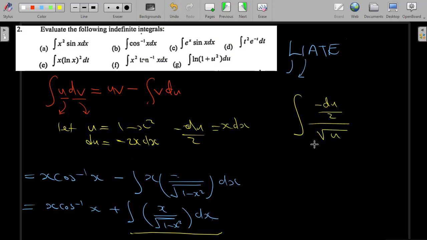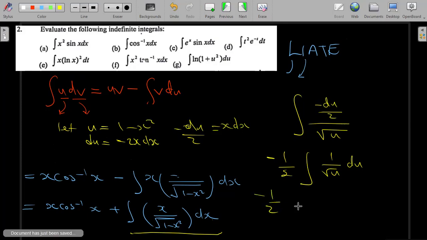But then I can move the negative half in front. So I get negative 1 over 2, then here I get 1 over root u du. After getting this, of course I can write this in the form of u to the power negative 1/2, then du.